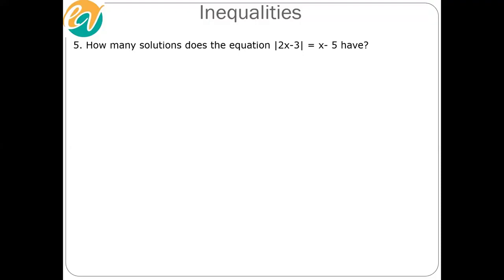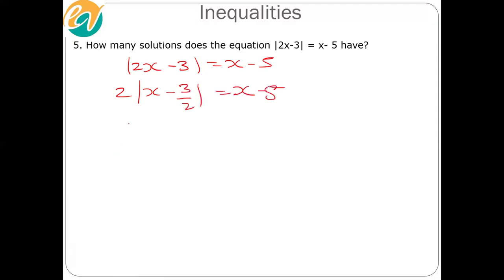Okay, now let's do this. So I can obviously take 2 outside. So what am I left with? X minus 3 by 2, right? Basically 3 by 2 is equal to x minus 5, which means 2 times x minus 1.5 is equal to x minus 5. Now, what's the inflection point? 1.5. So again, what do we do?